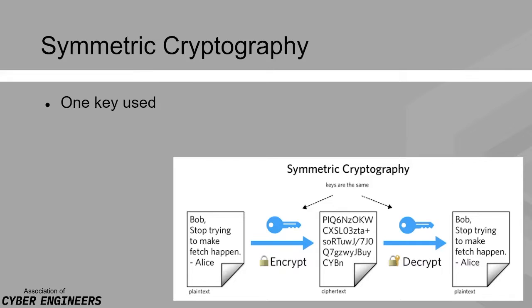So we have symmetric cryptography, which is really only one key used. And so I have this little graphic up here to kind of briefly explain it. So in every kind of example for encryption, you're going to have two people. You're going to have Alice and you're going to have Bob. Just every time, that's how it goes. So essentially, this is Alice sending Bob a message.